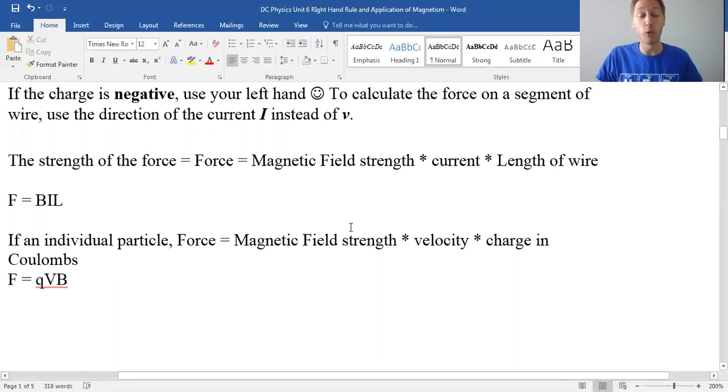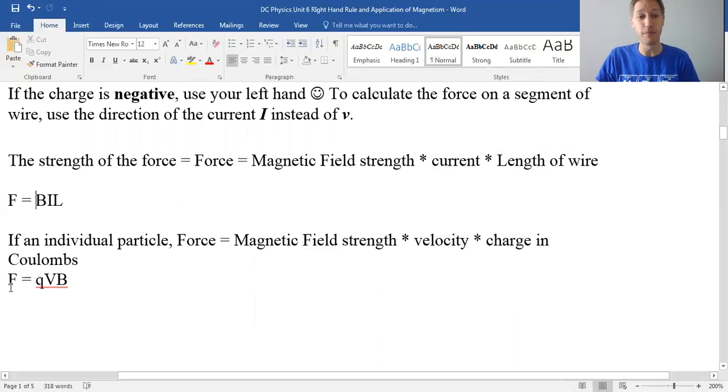How strong is that force that it feels? The force depends upon three things: the magnetic field strength, and if it's a current, how big is the current and how long is the wire that's passing through. If it's an individual particle, magnetic field strength still, but instead of the current, the velocity, and then the charge in coulombs of it. So first equation, force equals B I L: magnetic field times current times length.